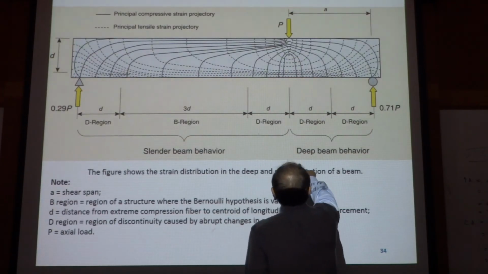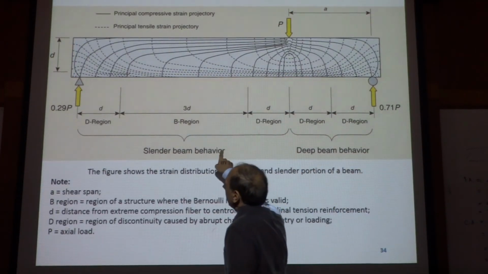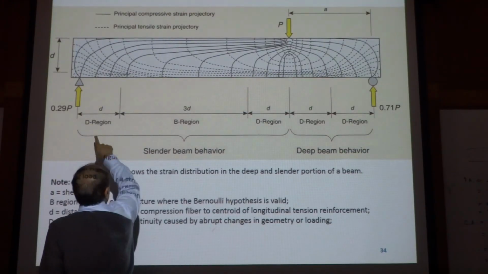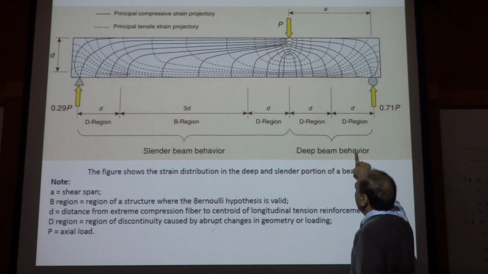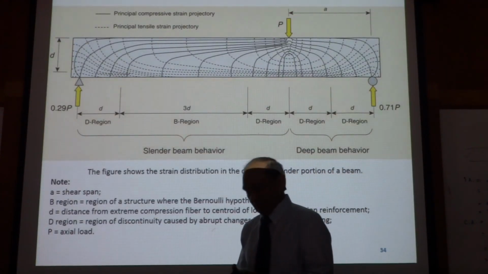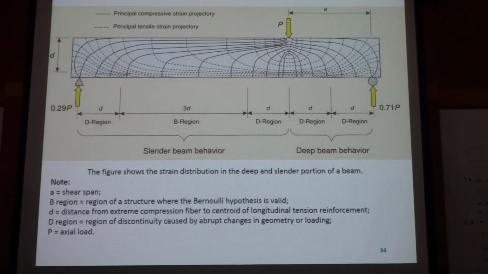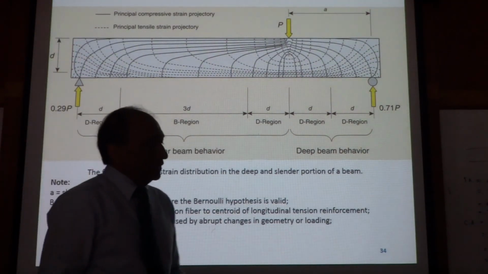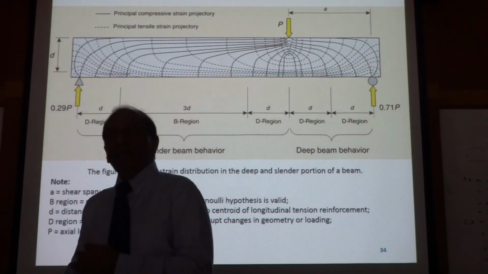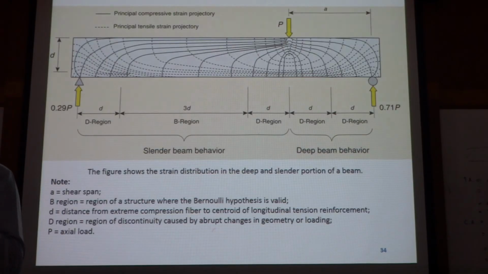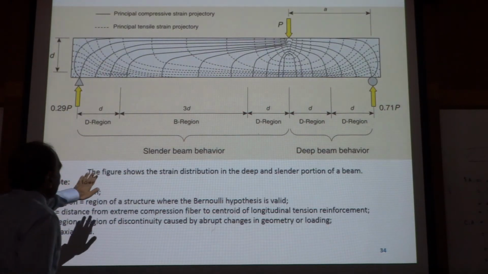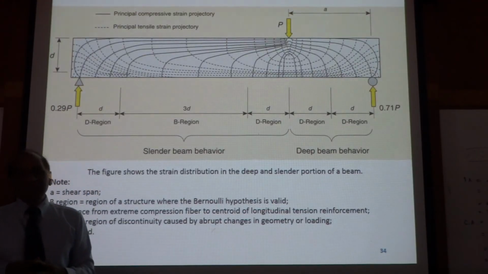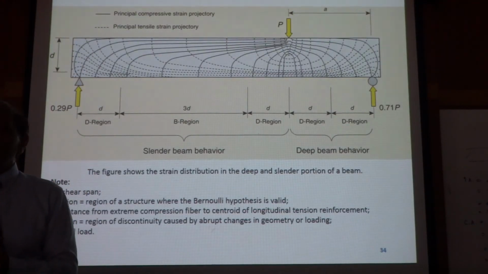So this one is deep beam behavior, and this one is slender beam behavior, and out of that there's also a D region. This is interesting. This is deep beam behavior. Why? Deep beam definition is that if most of the length of the beam is D, it's a deep beam. Normal beam definition is that if most of the length is in B, it's a slender beam or normal beam.